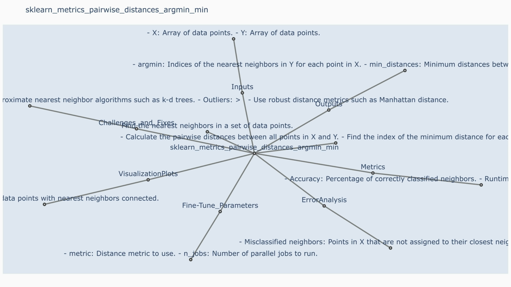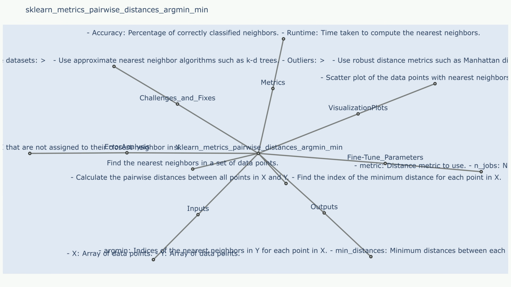sklearn.metrics.pairwise_distances_argmin_min. Description: explain in detail. Inputs: X, a NumPy array or a sparse matrix representing the input data, where each row corresponds to a data point. Y, a NumPy array or a sparse matrix representing the reference data, where each row corresponds to a reference point. Argmin, a NumPy array containing the indices of the closest reference points for each input data point.